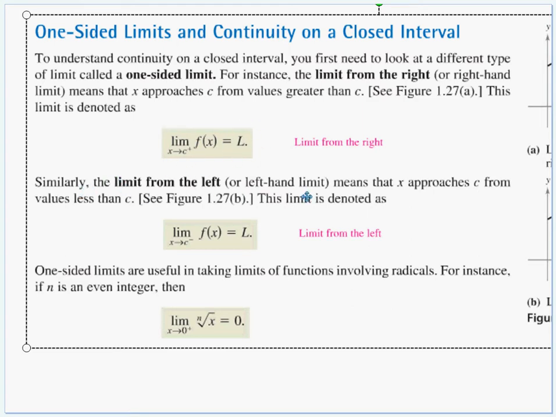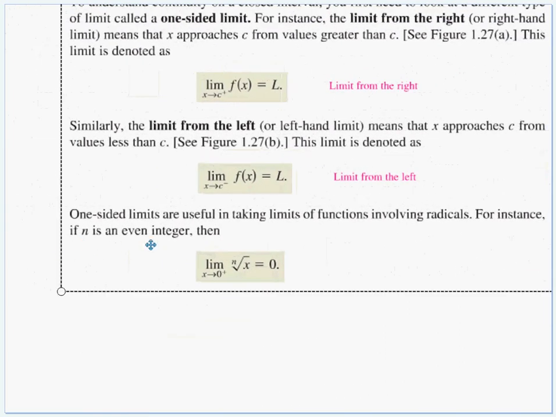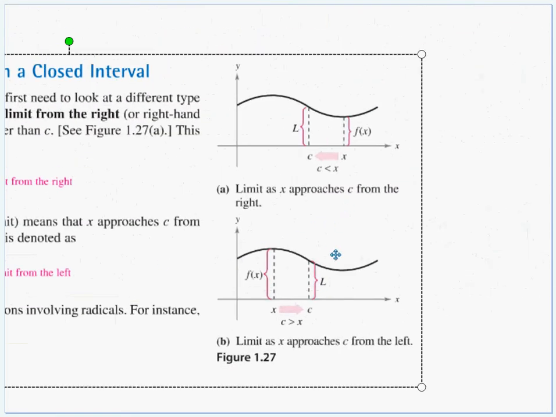Similarly, the limit from the left, or the left-hand limit, means x is approaching c from values under c, from the left of c on the number line. And we change that superscript from a plus to a minus to denote we're coming in from the left. One-sided limits are useful in taking limits of functions involving radicals. For instance, if n is even, if we have a square root or a fourth root, then as we approach 0 from the right, it's going to equal 0. We could not approach 0 from the left. It would be impossible on that graph.